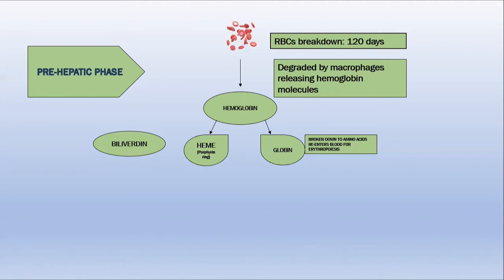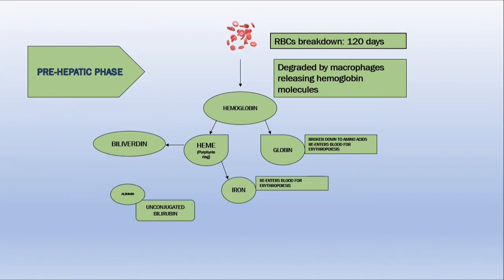Now, heme is a porphyrin ring. It is broken down further into iron. So iron will re-enter the blood for erythropoiesis. It is also essential for the production of red blood cells. And now this heme or this porphyrin ring will be converted into biliverdin and then unconjugated bilirubin by the biliverdin reductase.